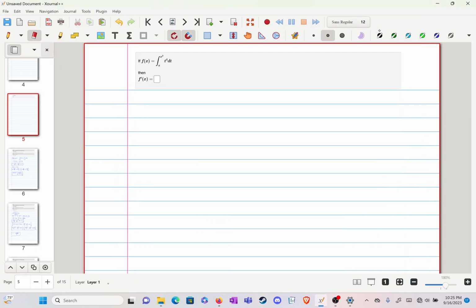Hello, welcome back. We're on problem 5 of this WeBWorK. So we have a little bit different here than the previous problems. We have a lower bound of x and an upper limit of x squared. So instead of having a constant and then a value of x, we have both x's.